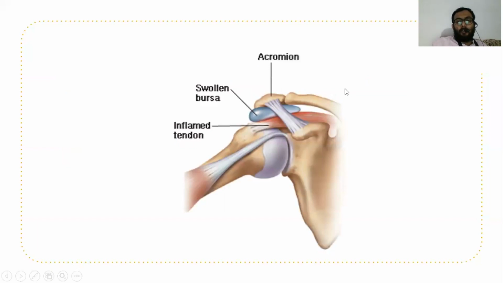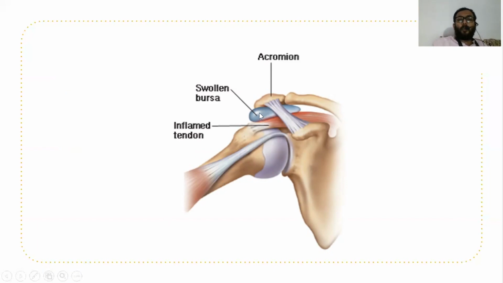Here you can see that this is the acromion process. This is the head of the humerus. Here you can see the coracoacromial ligament. This is the subacromial bursa and this is the supraspinatus muscle attached to the greater tuberosity. Here you can also see the biceps. And this is the long head of biceps. Here when the head of the humerus is at 70 to 120 degrees abduction, there is less space in between the acromion process and the head of the humerus.